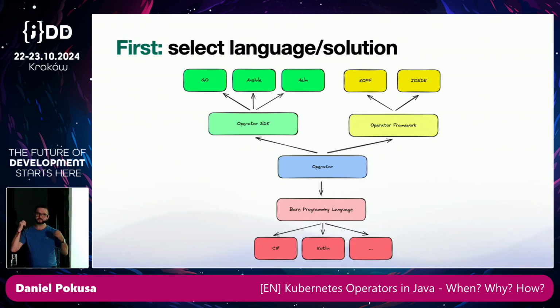So how to write one? First, we need to select a language or solution. And there are three ways of doing that. The first way will be to use the Operator SDK. The first one, the most native one. And to do so, you need to select one of three options. The first one will be to use the Go language. Go is the most native for Kubernetes.